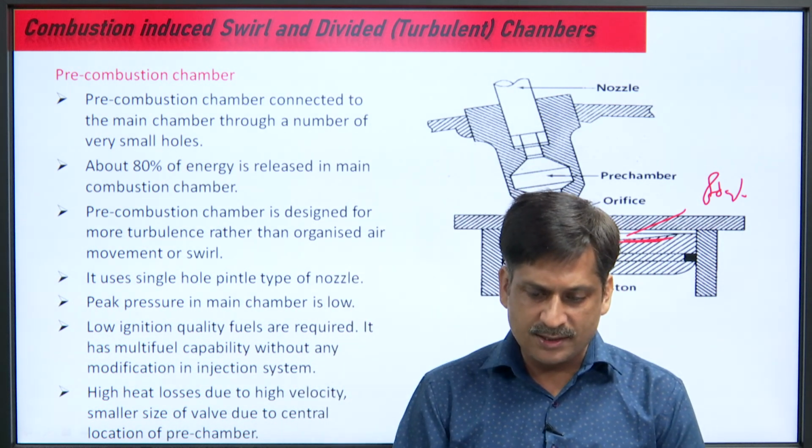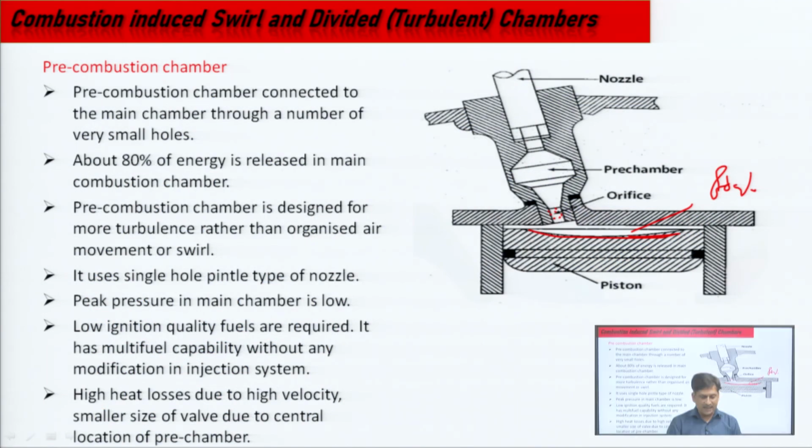The pre-combustion chamber is designed for more turbulence rather than organized air movement or swirl. It uses a single hole Pintle type of nozzle, just like the previous one. Peak pressure in the main chamber is low because we combust fuel first in the pre-chamber and then in the main chamber. Low ignition quality fuels are required. It has multi fuel capability without any modification in the injection system. There is high heat loss due to high velocity and the smaller size of the valve due to the central location of the pre-chamber.